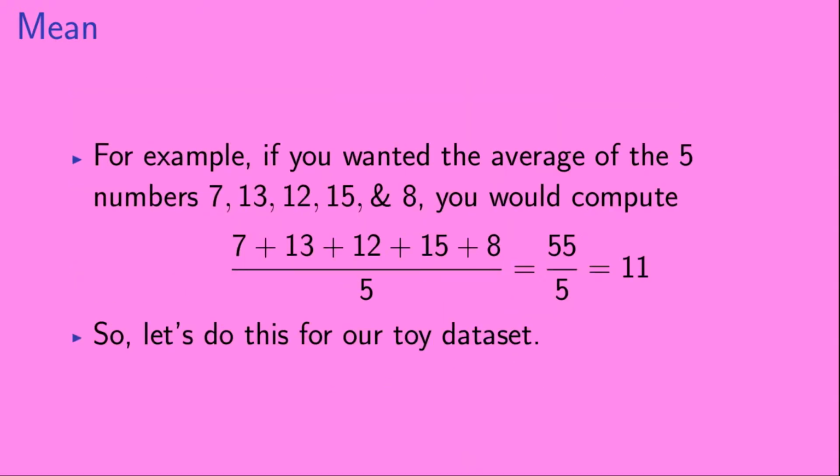So for example, if you wanted the average of the 5 numbers 7, 13, 12, 15, and 8, you would compute 7 plus 13 plus 12 plus 15 plus 8, which adds up to 55, and you would divide by 5, which is the number of numbers that you're averaging, and you would get 11. Okay, so now let's do this for our toy dataset.